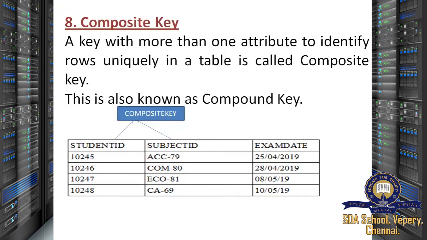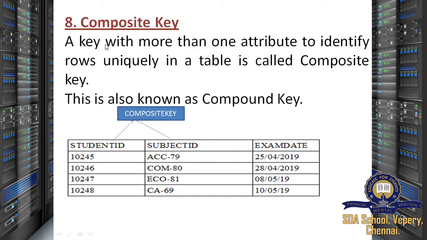Composite key. A key with more than one attribute to identify rows uniquely in a table. Look at the table here. There are two attributes here, student ID and subject ID. If you combine both these attributes together, that key is called what key? Composite key. Normally, a table will contain one primary key. Suppose a table contains two primary keys; if the two primary keys are combined together, they are called a composite key. A composite key can be called a compound key.